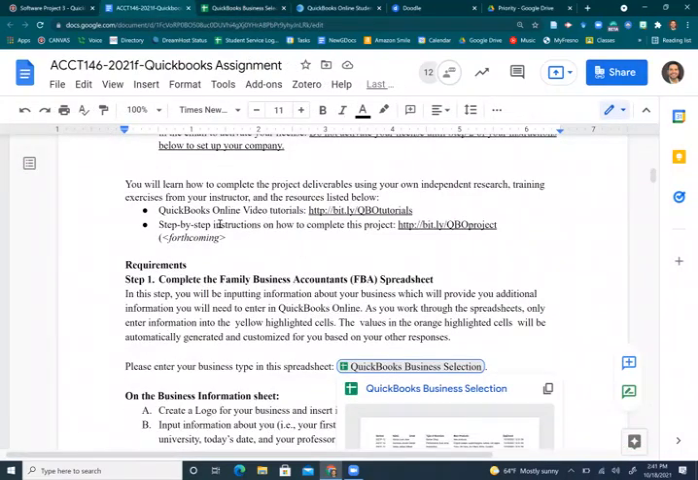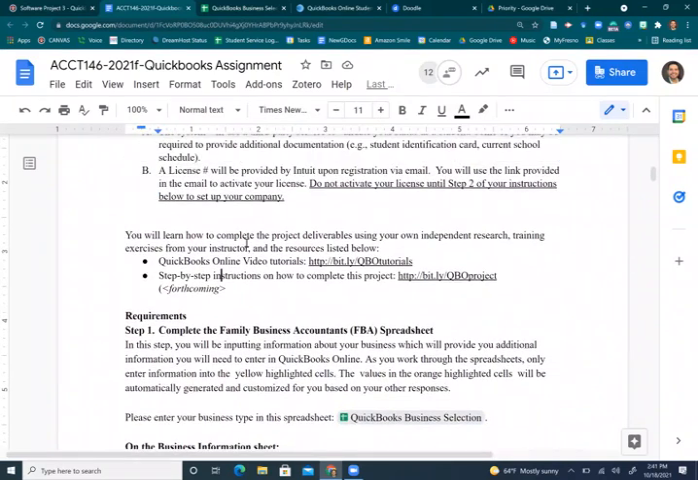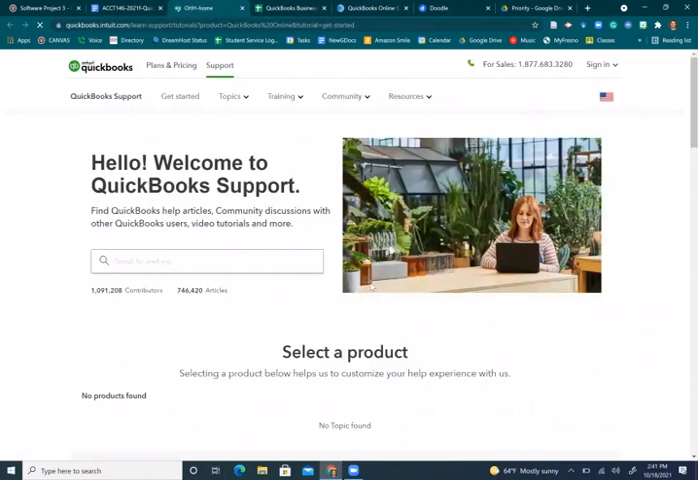Then you have to activate your actual license. And let me show you where the tutorials are going to be. The tutorials are very general: how to do something. Right? So how to create a thing.